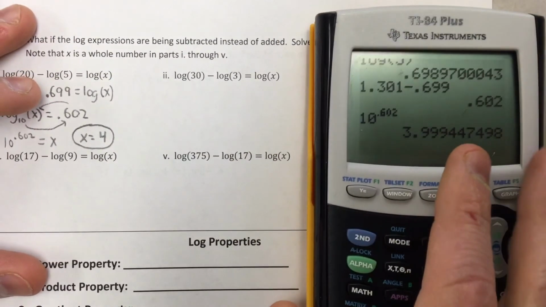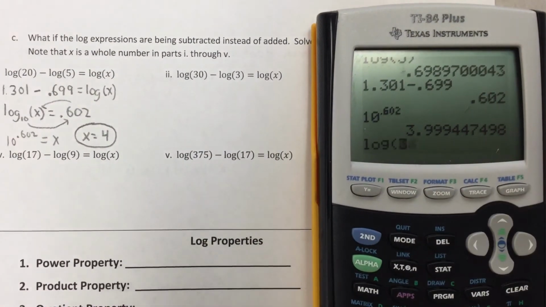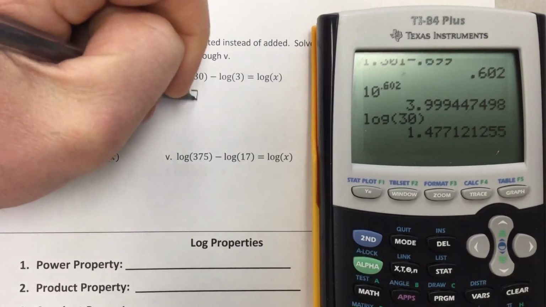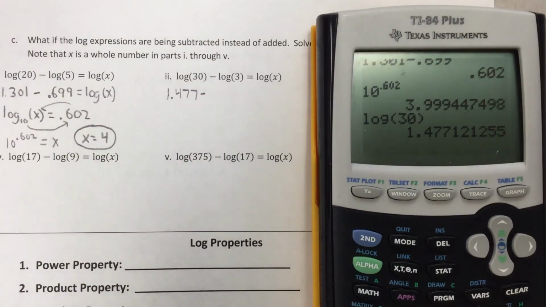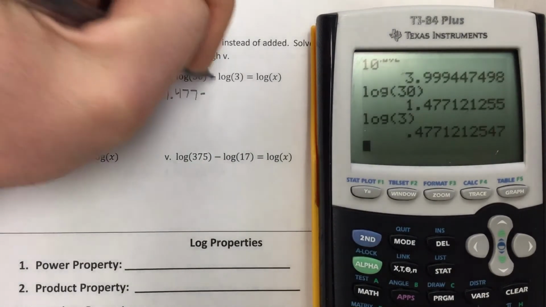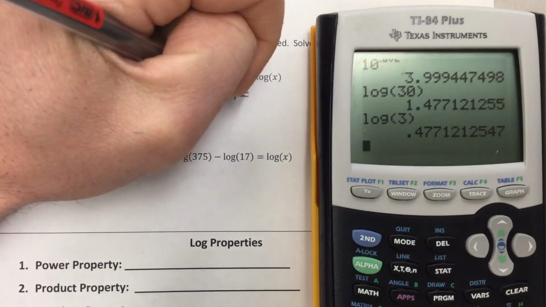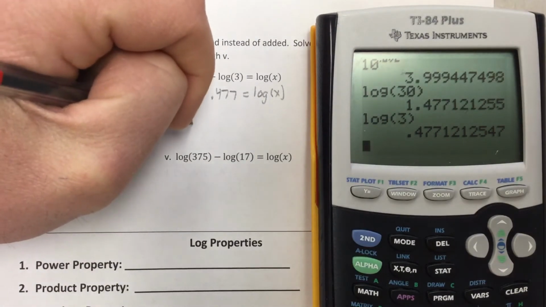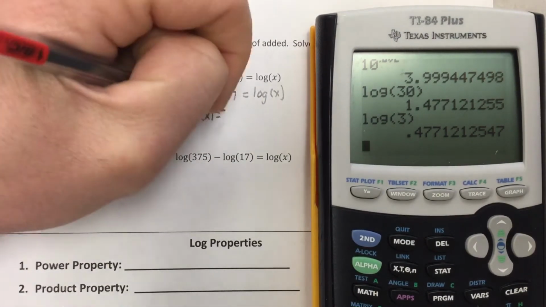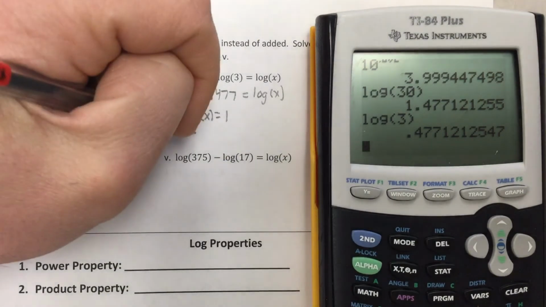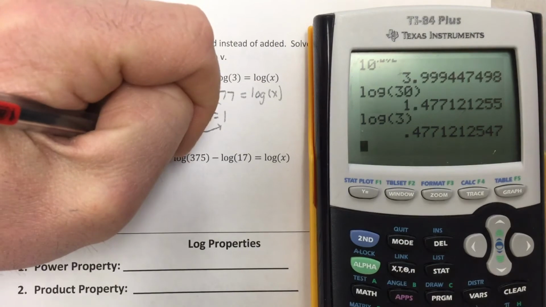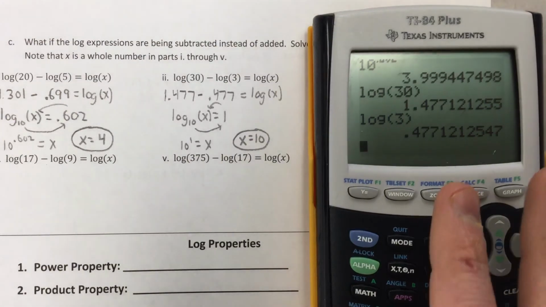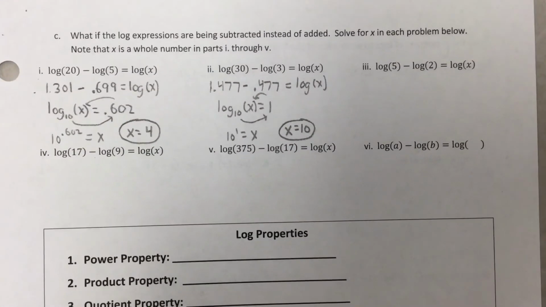I'll do 2 with you guys as well. So log of 30 is 1.477 minus log of 3, 0.477. That's equal to log of x. So again, this is log base 10 of x equals, when I do that subtraction, I get 1. So I get 10 to the first equals x, or x equals 10. Go ahead and try doing the other 4.